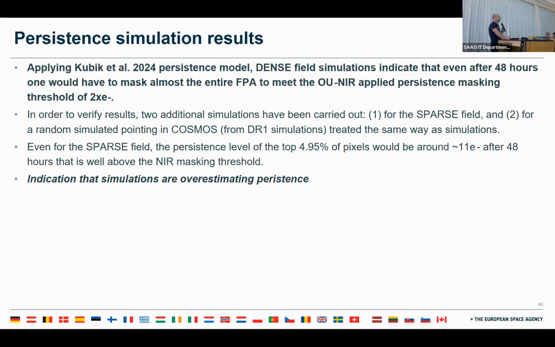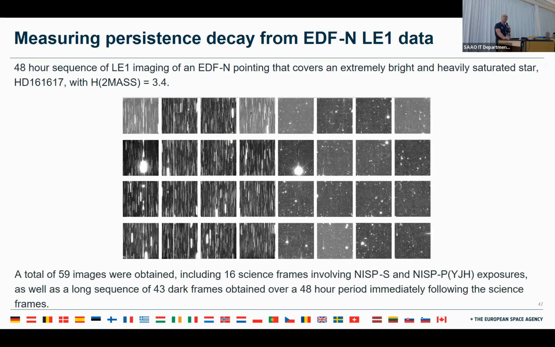It turned out that even waiting 2 days, basically with the standard model, we have far more pixels above the 2-electron persistence threshold, so we cannot observe with NISP. But it was suspicious that this is actually overestimating persistence.